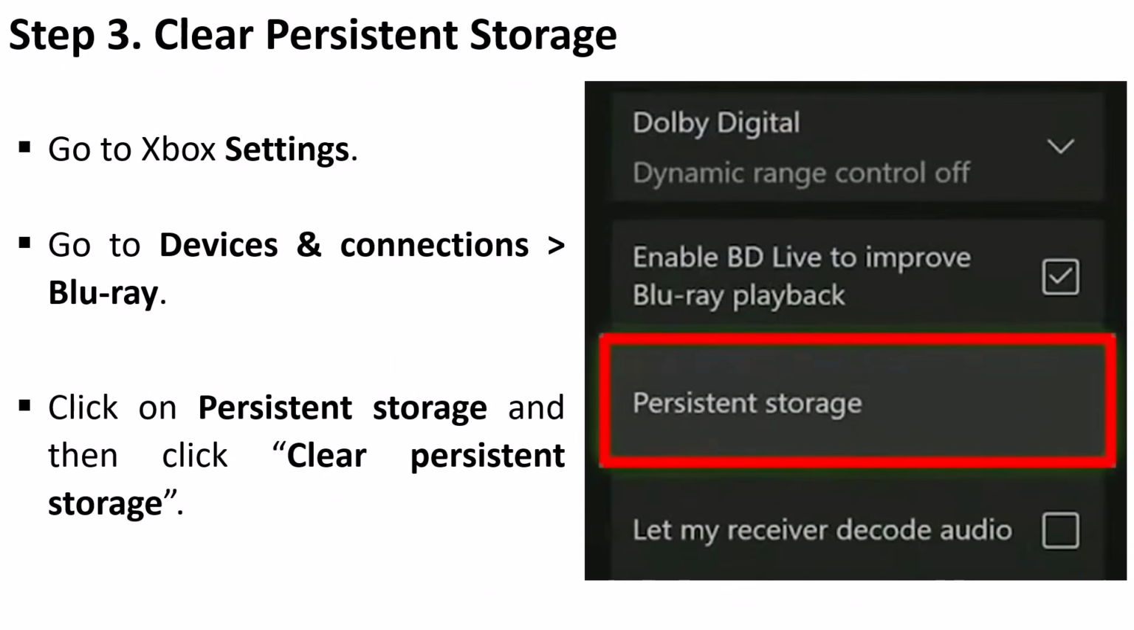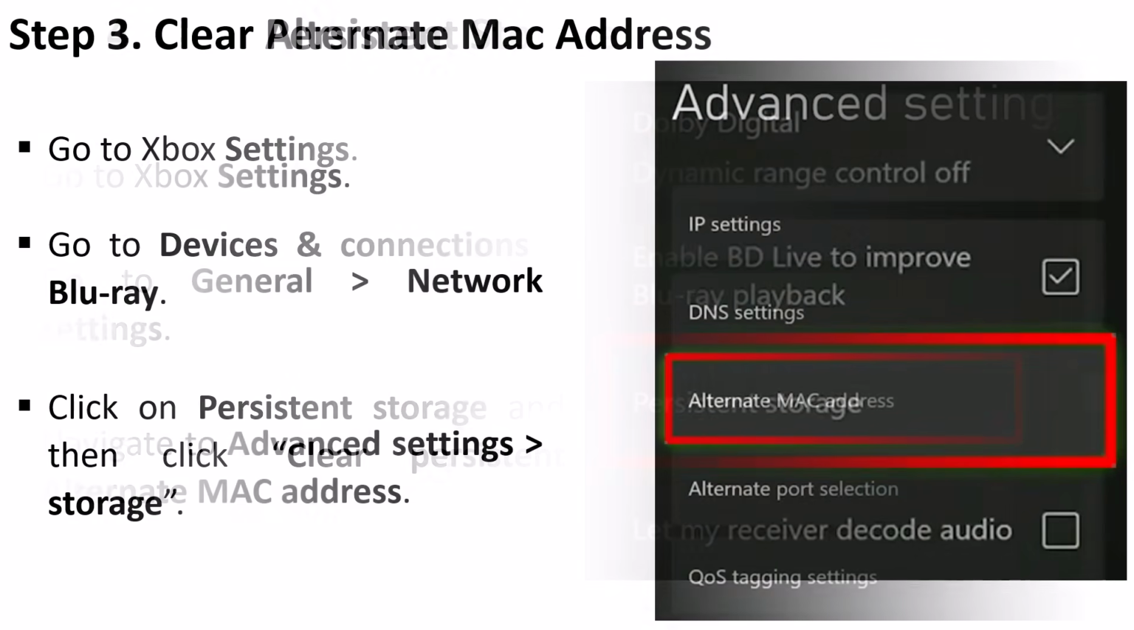Step 3 is to clear persistent storage. So go to Xbox settings, go to devices and connections, Blu-ray. Click on persistent storage and then click on clear persistent storage. Now if you don't see this feature in your Xbox console, then skip this step.